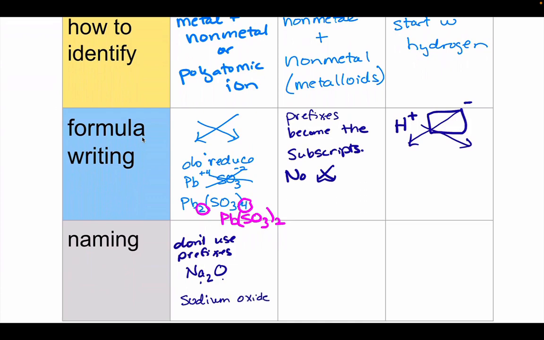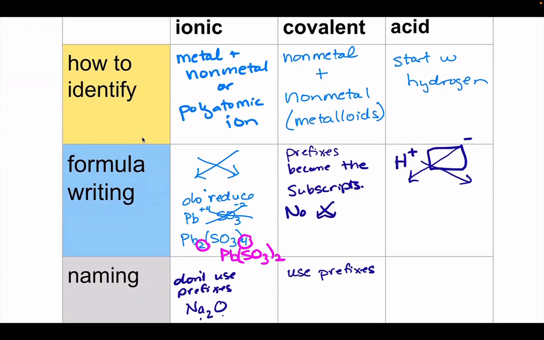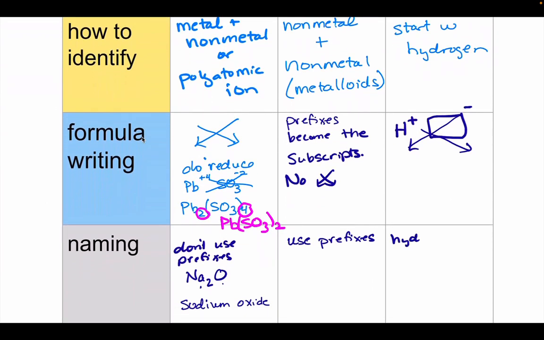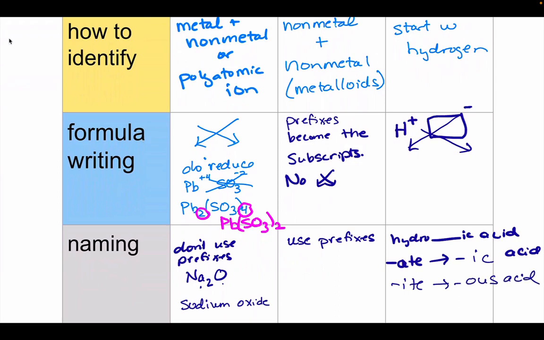Naming covalent compounds or molecular compounds, you do use prefixes. And then the naming for the acids, remember, hydro-blank-ic acid if it's binary, otherwise ate for the polyatomic ion will change to ic, and then ite ending polyatomic ions become us. And that's all I have.